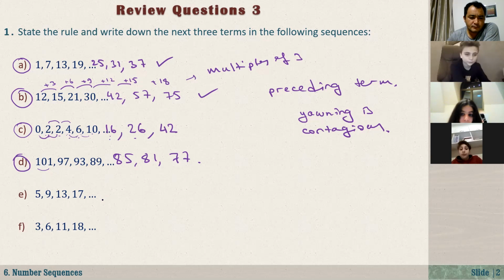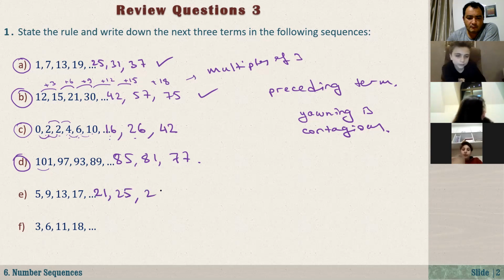Ibrahim, how about E? 5 plus 4 is 9. 9 plus 4 is 13. 13 plus 4 is 17, and plus 4 is 21, and plus 4 is 25, plus 4 is 29. Okay.